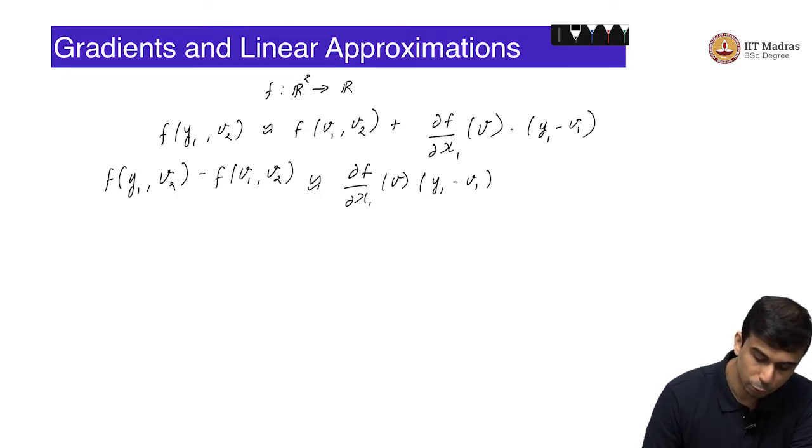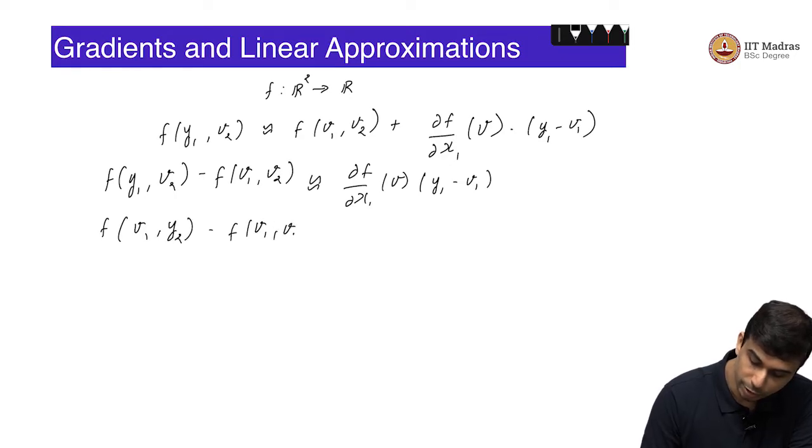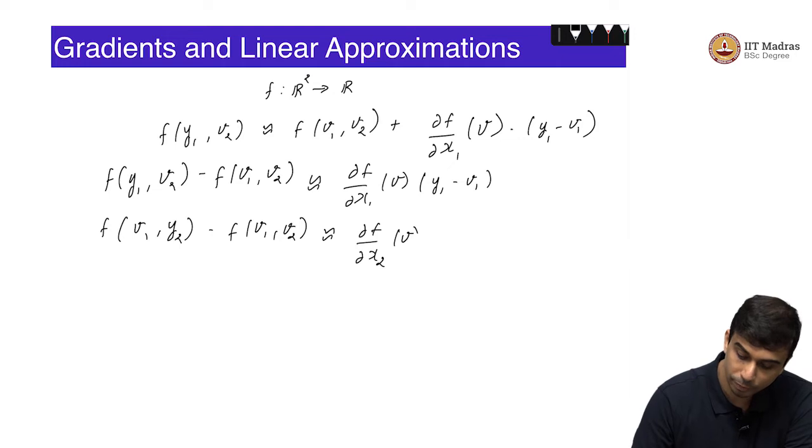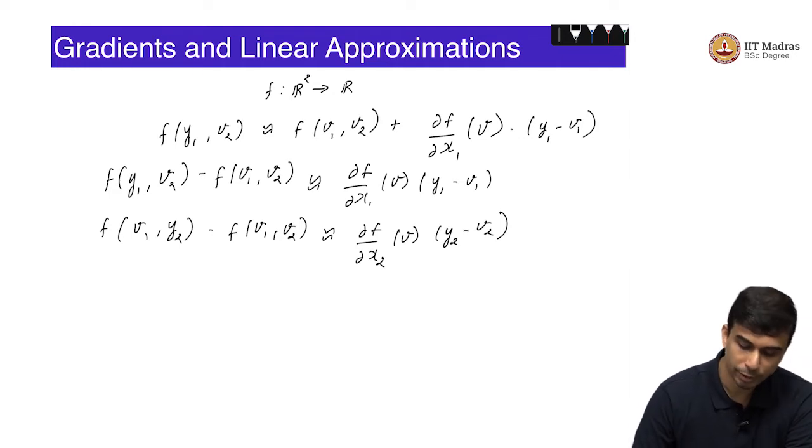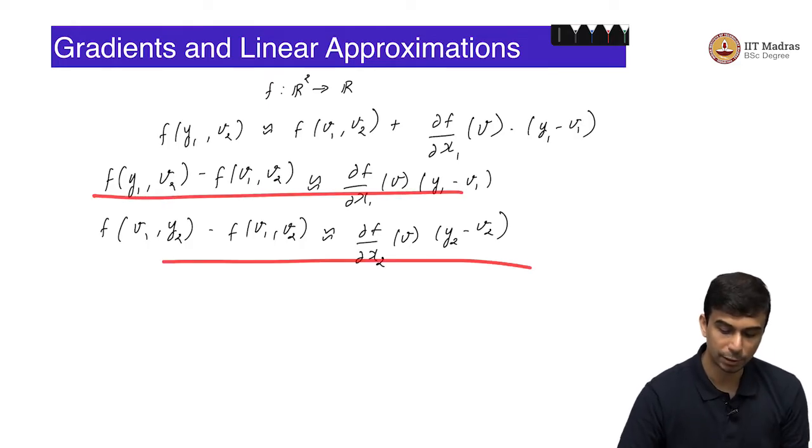Right. So, you can do the same thing for the second argument also, that is f of v1 comma y2 minus f of v1 comma v2, this is approximately equal to dou f by dou x2, which is the second argument at v, into y2 minus v2. So, let us interpret these two approximations.